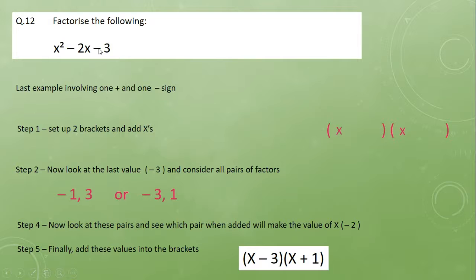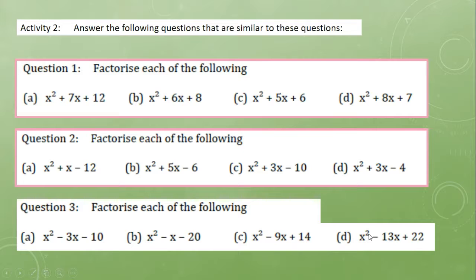We need a negative 2 here. So it's got to be minus 3 and plus 1. We pop them in the brackets and we do a quick check. X squared, minus 3x plus 1x is minus 2x. Minus 3 times 1 is minus 3. Super. Right, can you please now have a go at these questions on factorising? Again, they get harder as they go through each question.